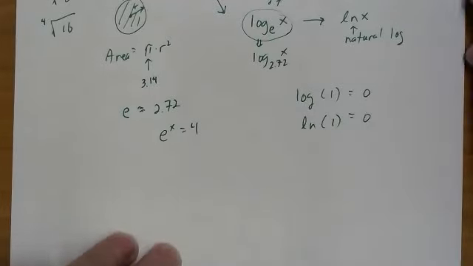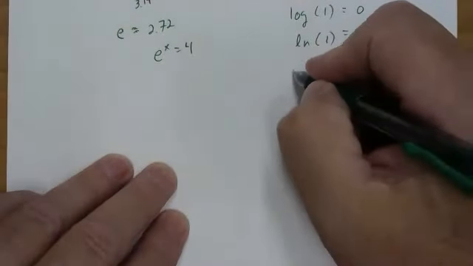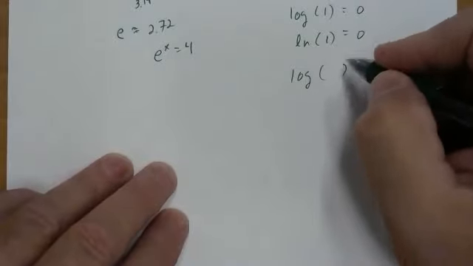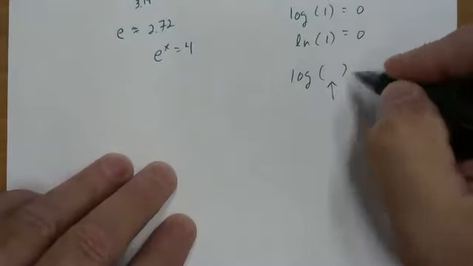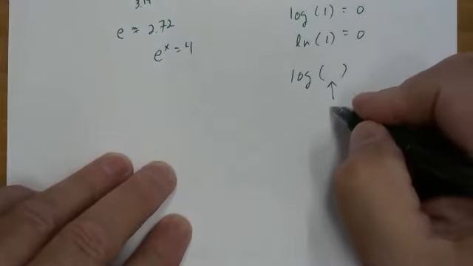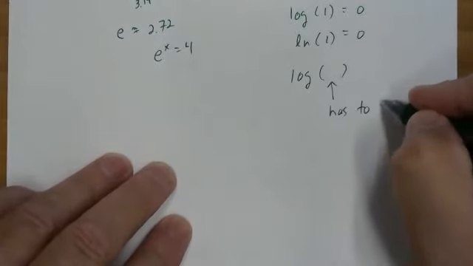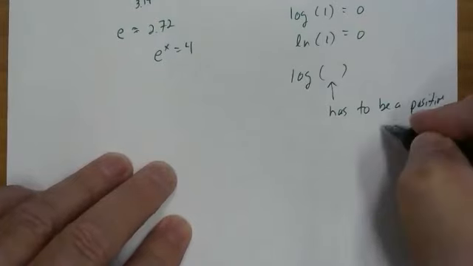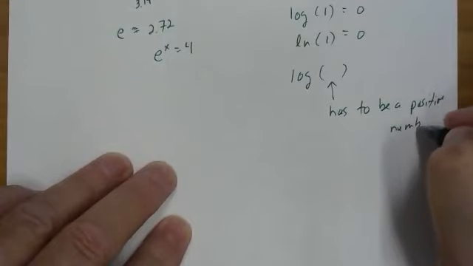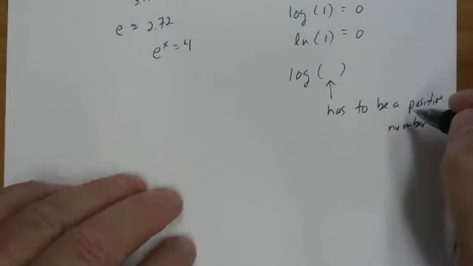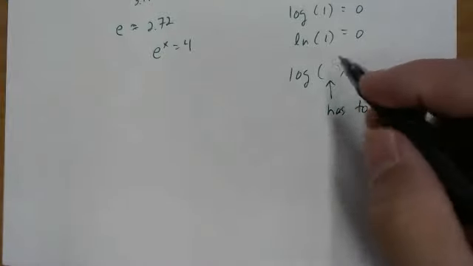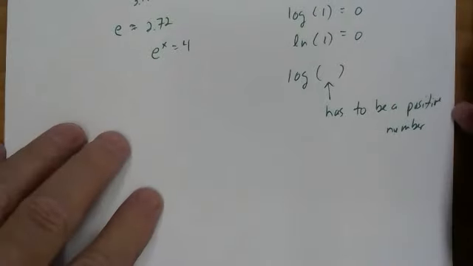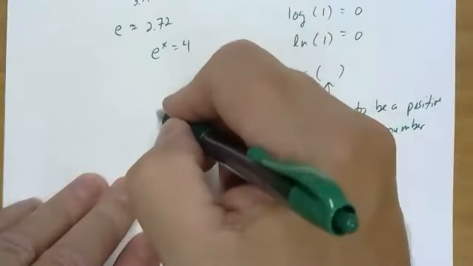Now here's another interesting fact. When we're looking to take the log of numbers or the natural log, the number inside here has to be a positive number. Or another way of saying it, I cannot take the log of a negative number. Let me give you another example in math, right?